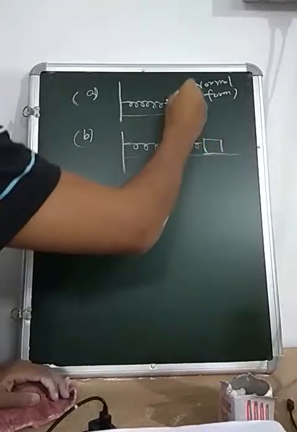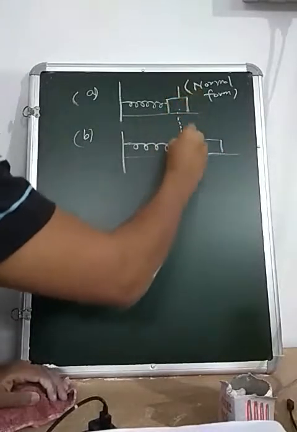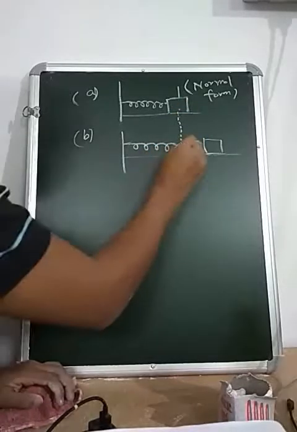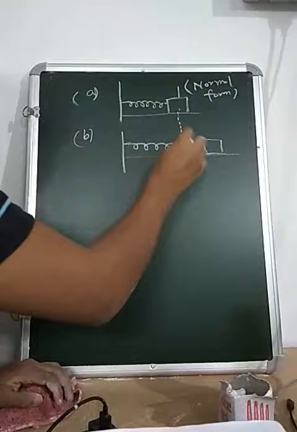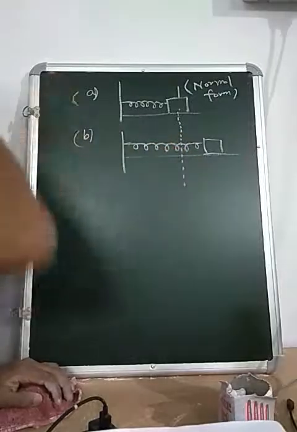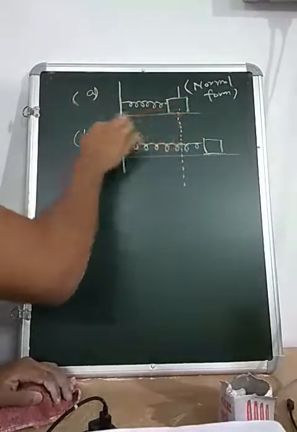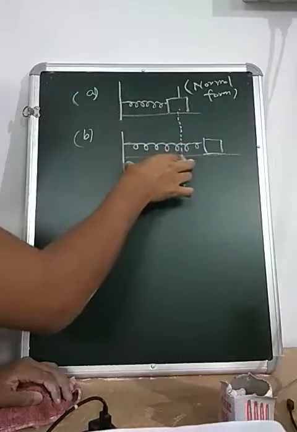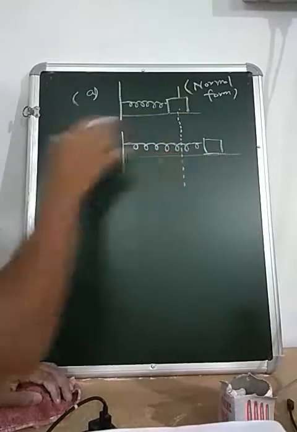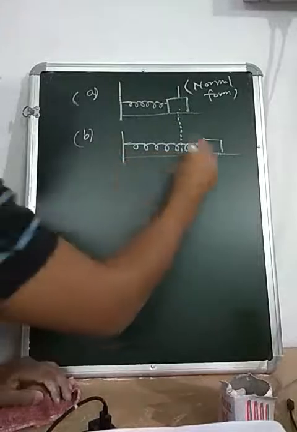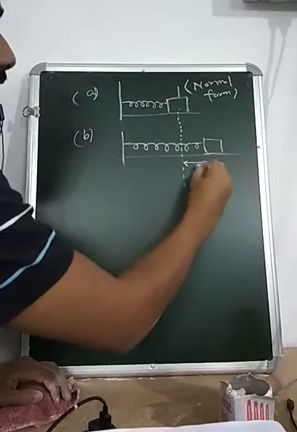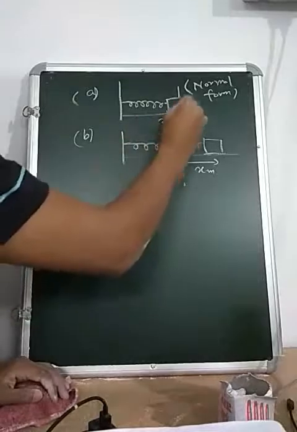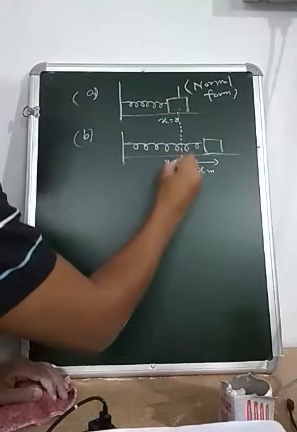So see, this is the normal form, the normal position. This is the position where the spring wants to remain. It is the normal form of the spring, and this is the equilibrium position of the spring. So we expand the spring in the second case up to a distance xm. Say at this position x equal to 0.